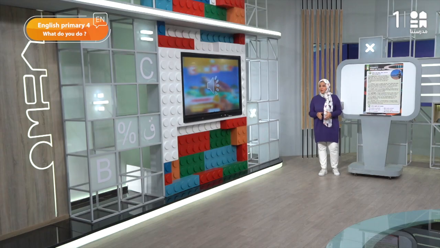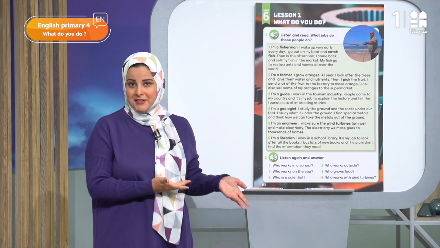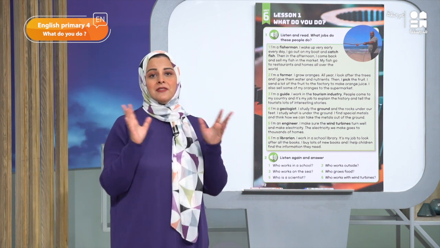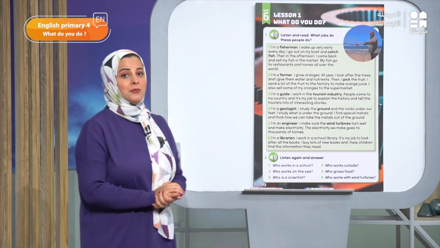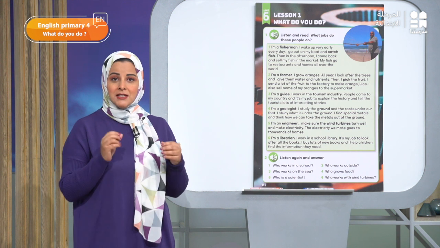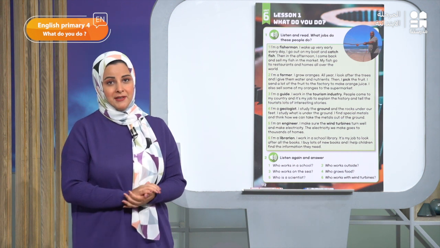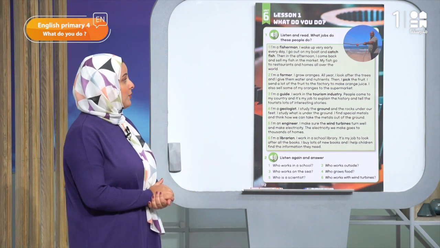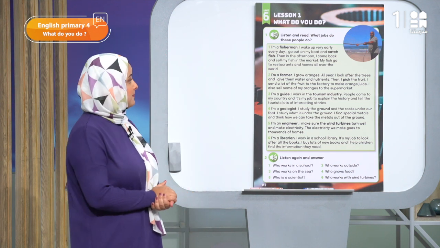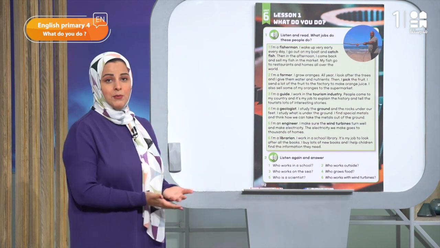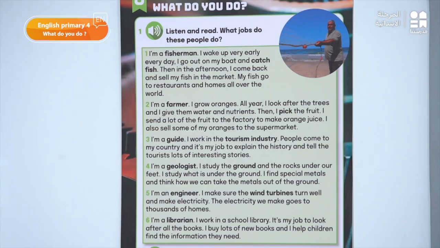After we listen together to the audio, let's explain our text. التكست النهارده بتتكلم عن different jobs. Let's see number 1. Here he said, I'm a fisherman. الصياد اسمه fisherman. I wake up very early every day. I go out on my boat and catch fish. Then in the afternoon, I come back and sell my fish in the market. My fish go to restaurants and homes all over the world.